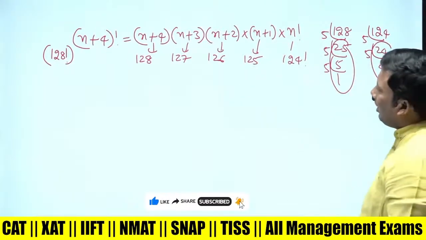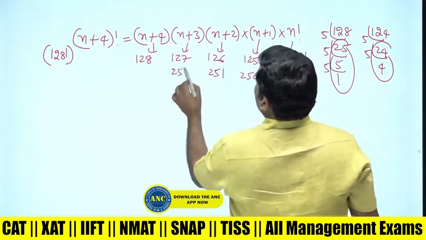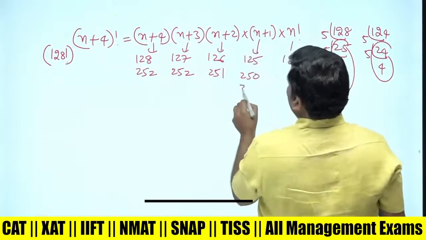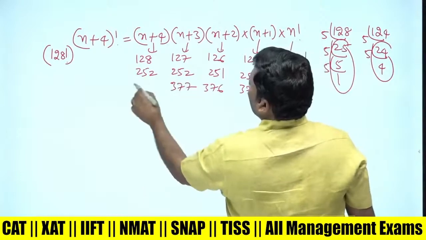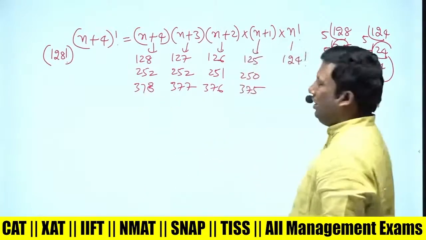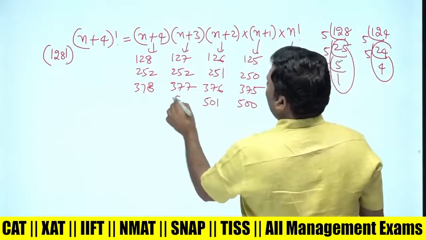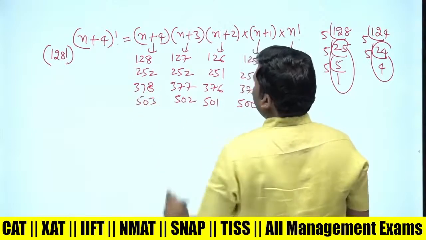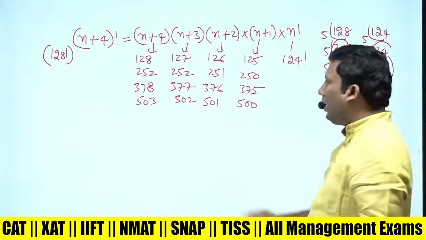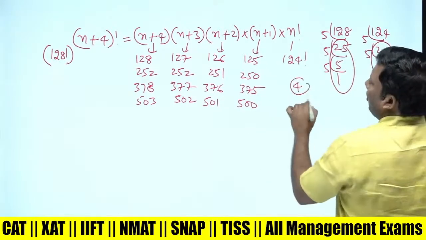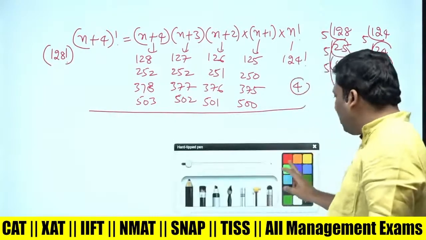Yes or no? Or it can be 250, 251, 252, 253. It can be 375, 376, 377, 378. Are you all with me? Or 500, 501, 502, 503. N value will be 124, 249, 374 and 499. How many cases? 4 cases. This is case number 1. What is case number 2?